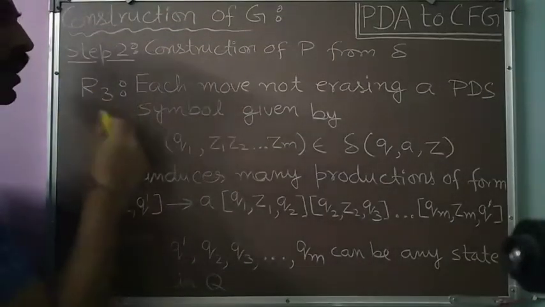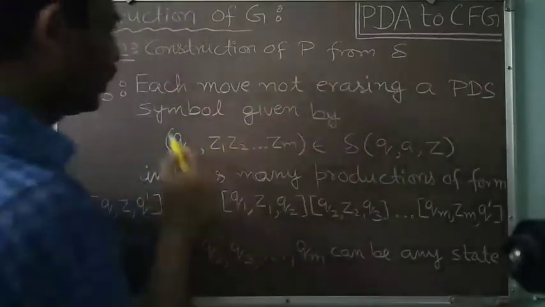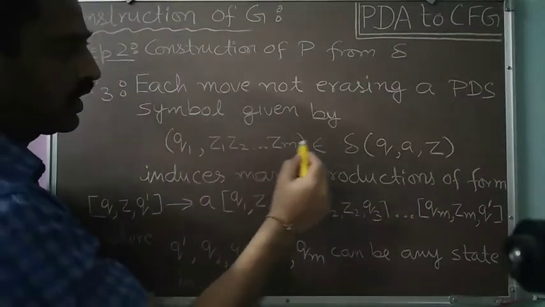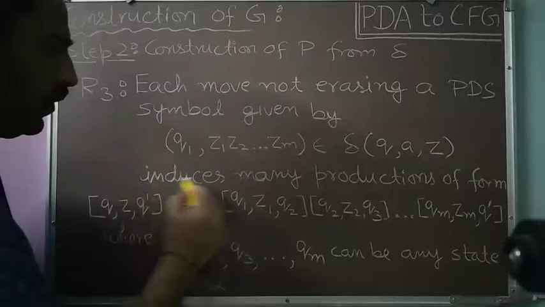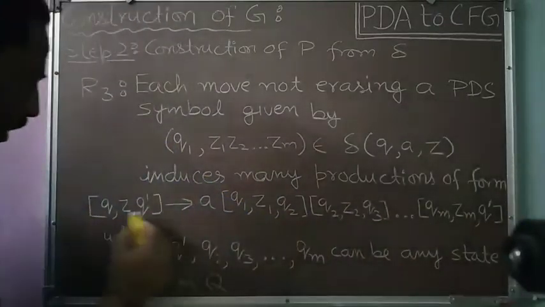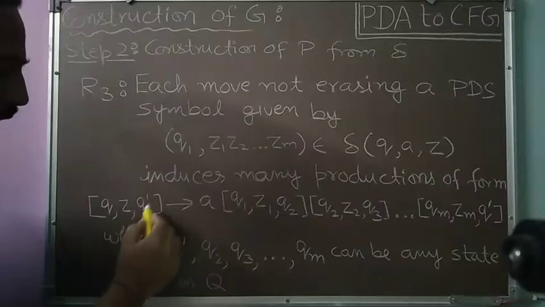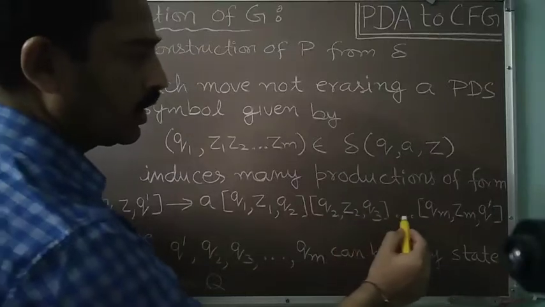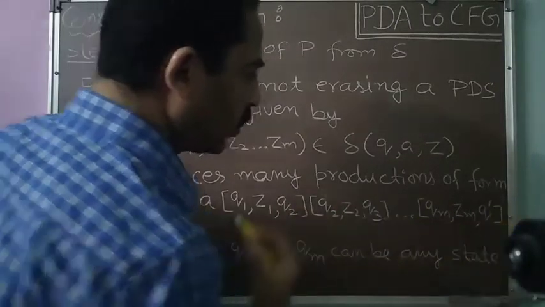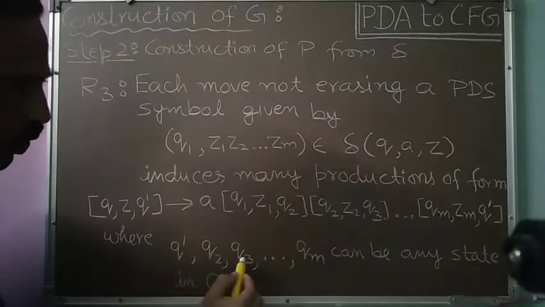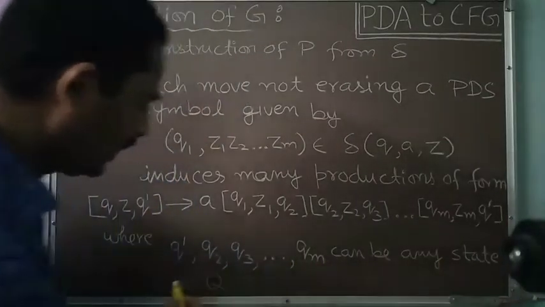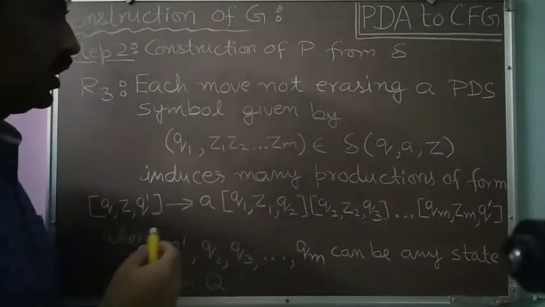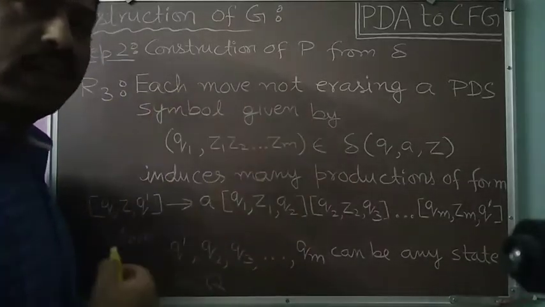Now, as per rule 3, each move not erasing a pushdown store symbol, given by (q1, Z1 Z2 ... Zm) belonging to delta of (q, a, Z), will induce many productions of this form. The form is [q, Z, q dash] to a [q1, Z1, q2] [q2, Z2, q3] and so on up till [qm, Zm, q dash], where q dash, q2, q3 and so on up till qm can be any state in Q. So this is rule 3. Now let us see what we mean by this rule 3. This rule is defined for non-erasing moves.